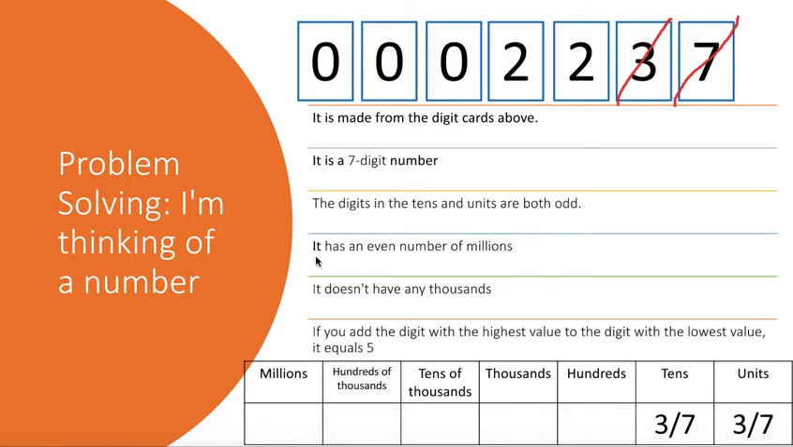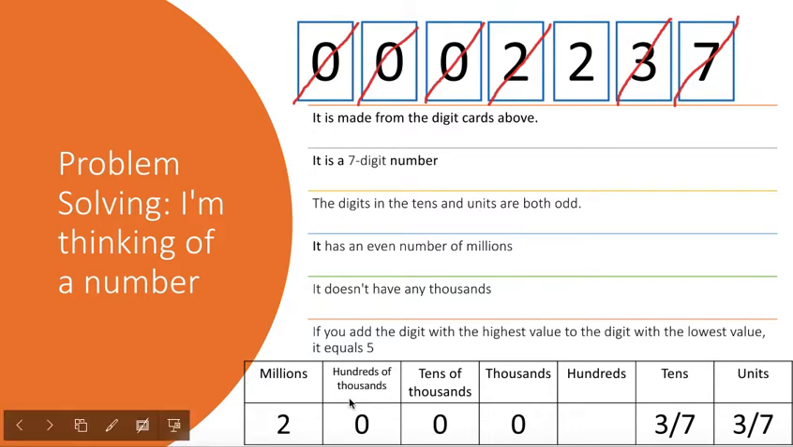My next clue is that it has an even number of millions. Well, my number can't have 0 millions because you wouldn't bother saying it. So it must have 2 million. It doesn't have any thousands, any tens of thousands or any hundreds of thousands. So I suppose that's the 3 zeros going into that space. No thousands at all.